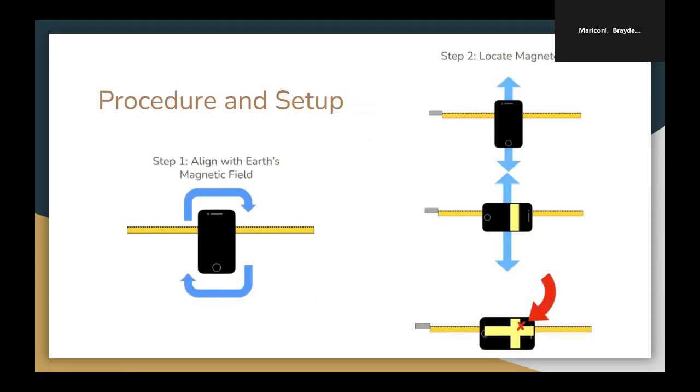We placed a magnet at the origin and used a magnetometer to measure the magnetic field at various distances. We took measurements both along the axis of the magnet and perpendicular to it. To reduce interference from Earth's magnetic field, we aligned the setup carefully before collecting data.